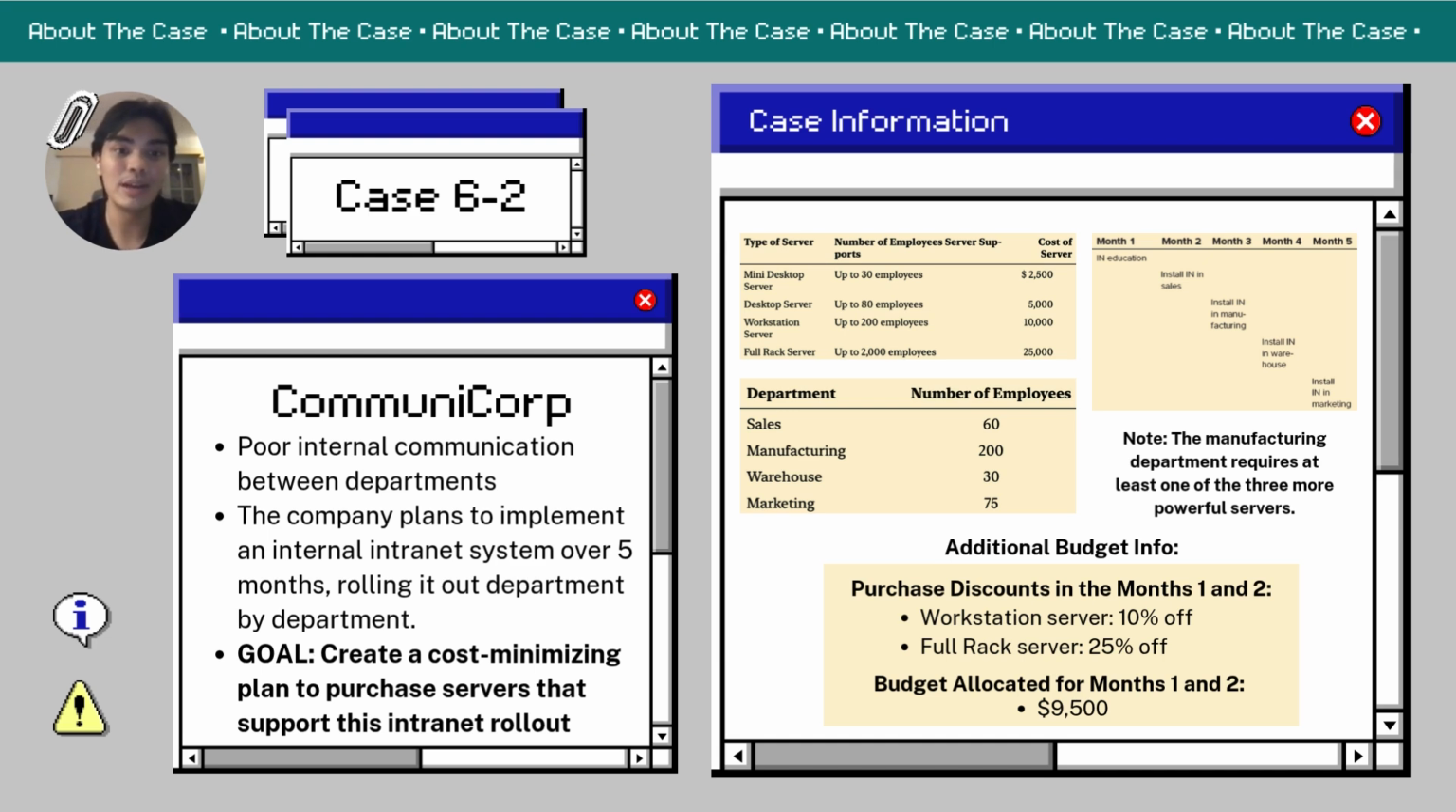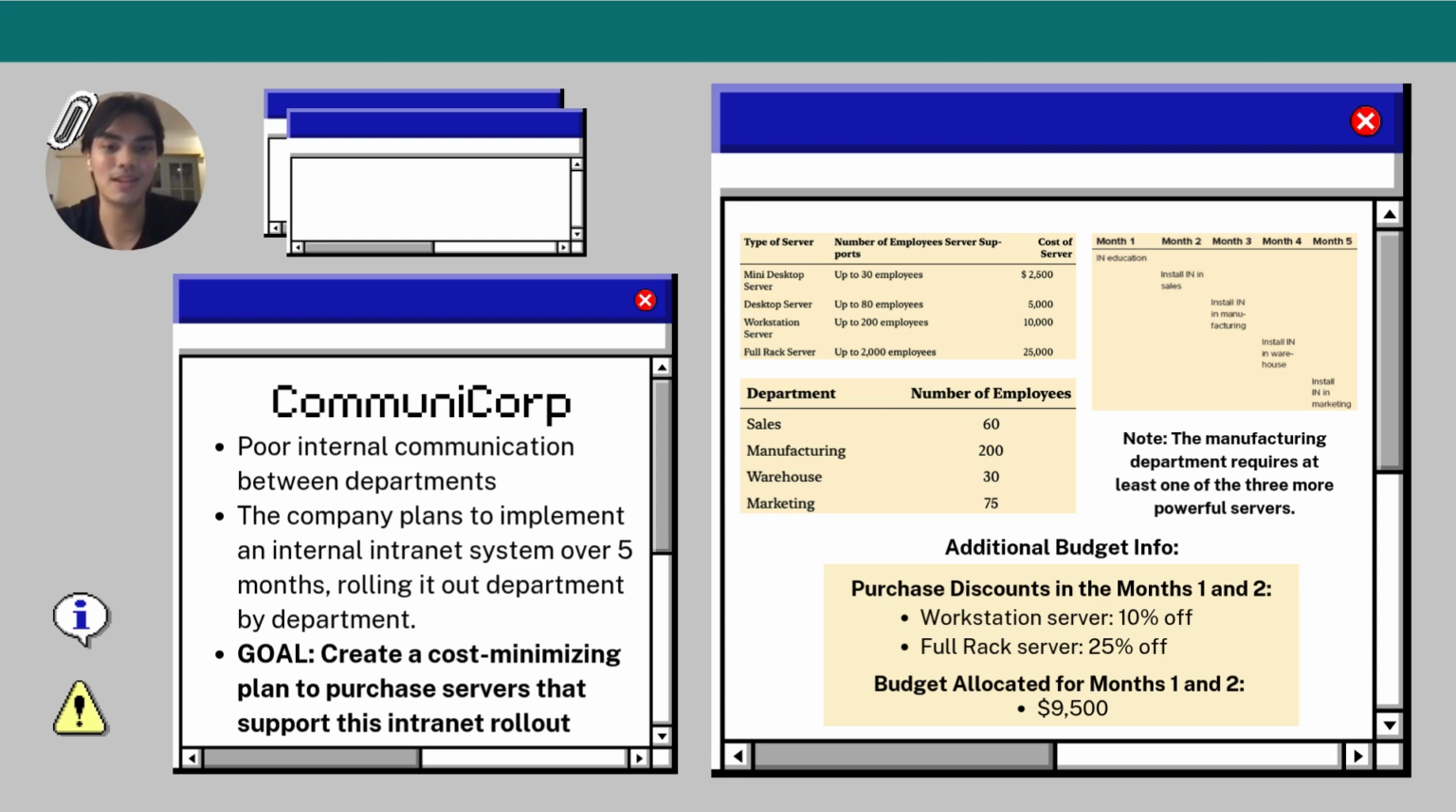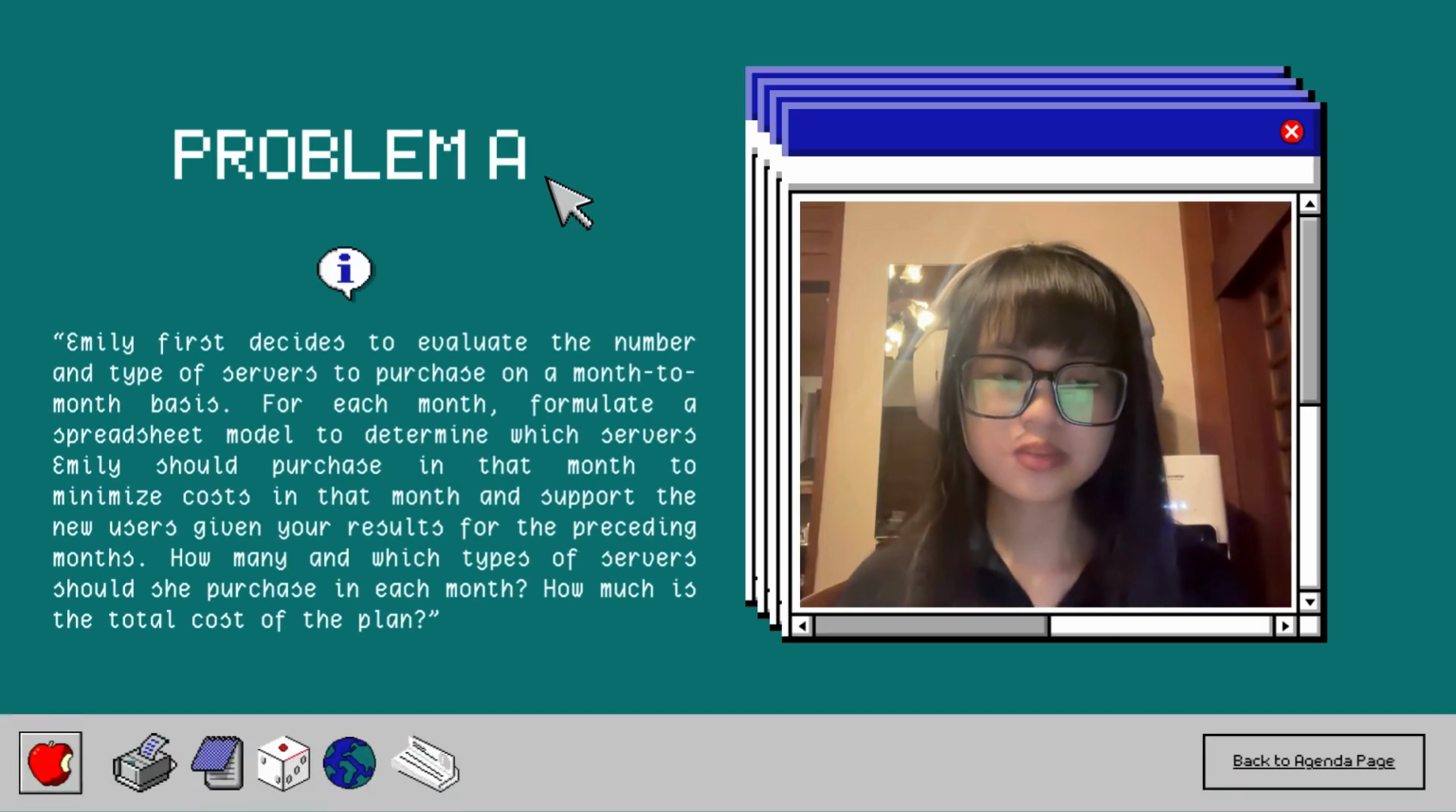To fix this, the company plans to implement an internal intranet system over 5 months, rolling it out department by department. Our job is to create a cost minimizing plan to purchase servers that support this intranet rollout. Each server type has a different capacity and cost, and discounts are offered if servers are bought early. There's also a $9,500 budget cap for the first 2 months. So overall, this case is about finding the most efficient way to buy servers based on cost, timing, and capacity needs per month.